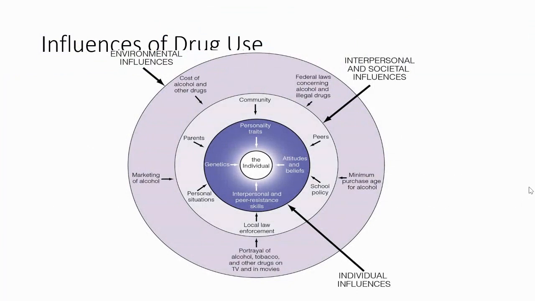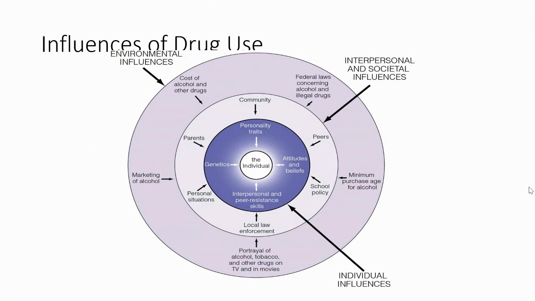When we look at the influence of drug use, why are some people more likely to use drugs than others? In the center of the circle is the individual, the person. Then you can see their close circle around them are the most influential: personality traits, attitudes and beliefs, interpersonal and peer resistance skills, and genetics.